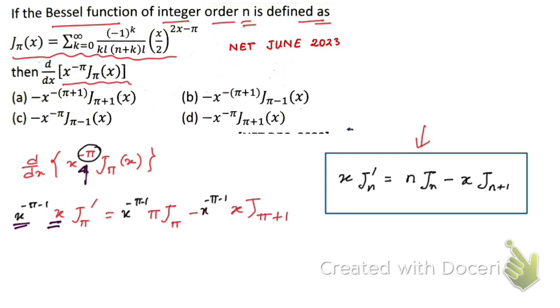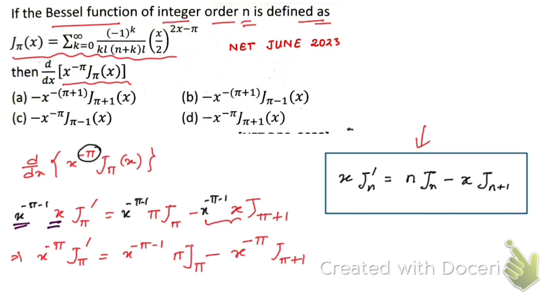Then this is going to be equal to x to the power minus n J_n is equal to x to the power minus n minus 1 n J_n minus, so again if you multiply these two, then again you will have x to the power minus n J_(n+1). So here we have this.